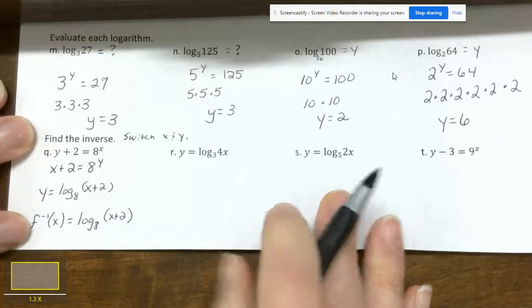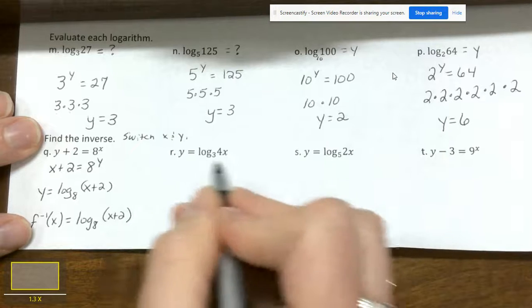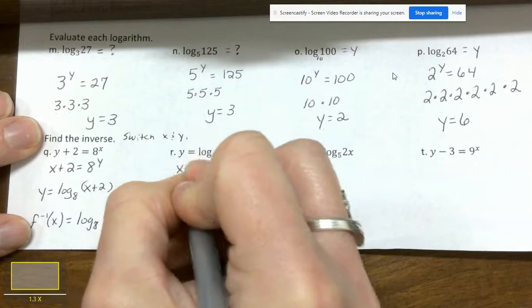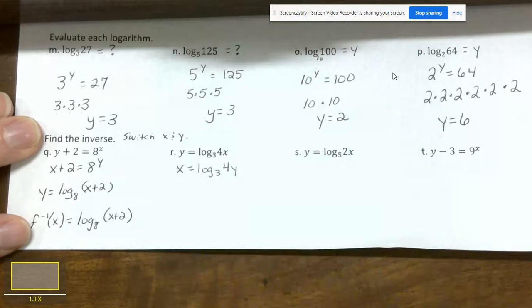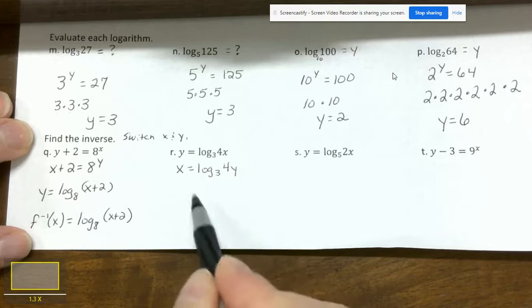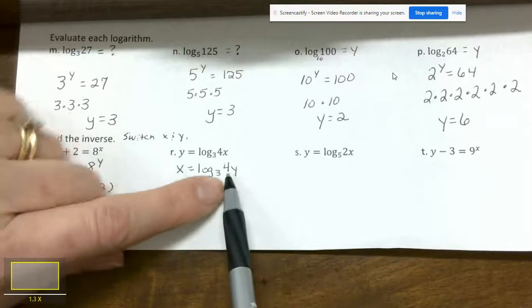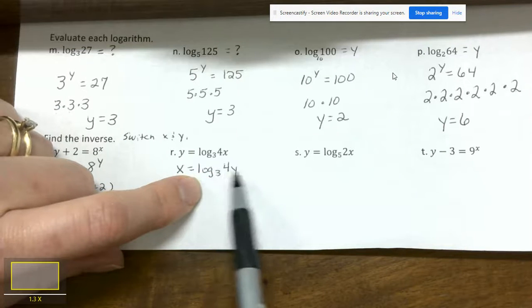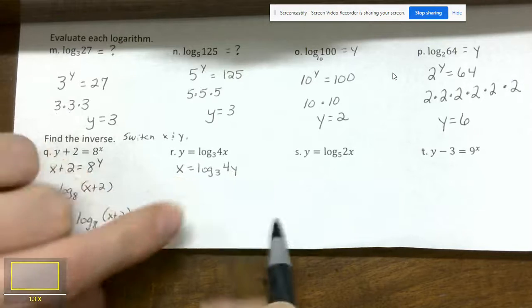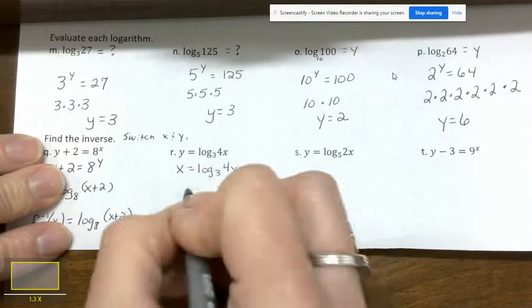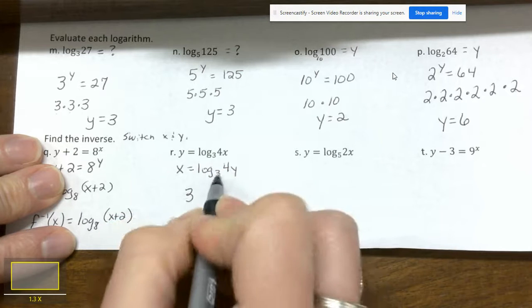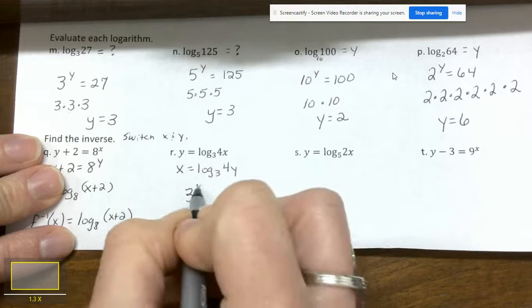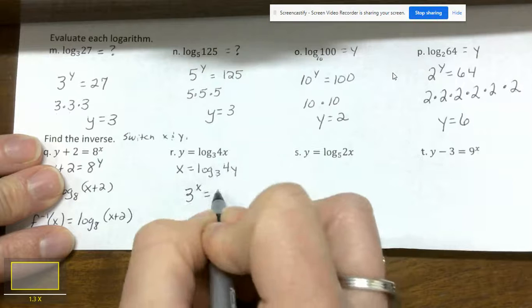Okay, let's look at example R. Again, I'm going to switch the x and the y. So x equals log base 3 of 4y. Okay, now this time I need to go back to exponent form because right now this 4y is a part of my log and I don't want that to happen. So remember, this is your base 3. It's the base of the log and it's the base of your exponent. So 3 raised to the x has to equal this 4y.